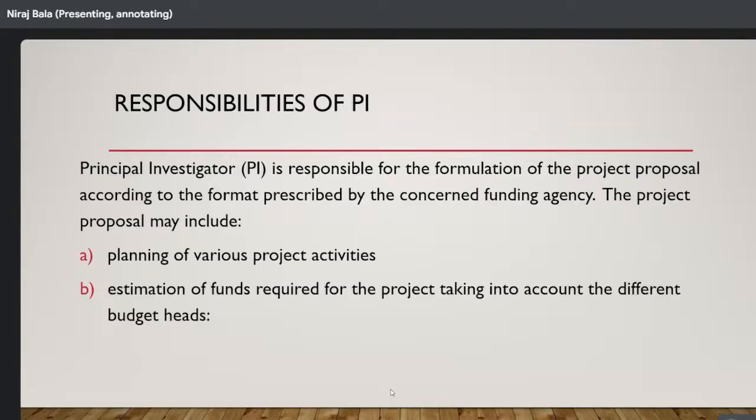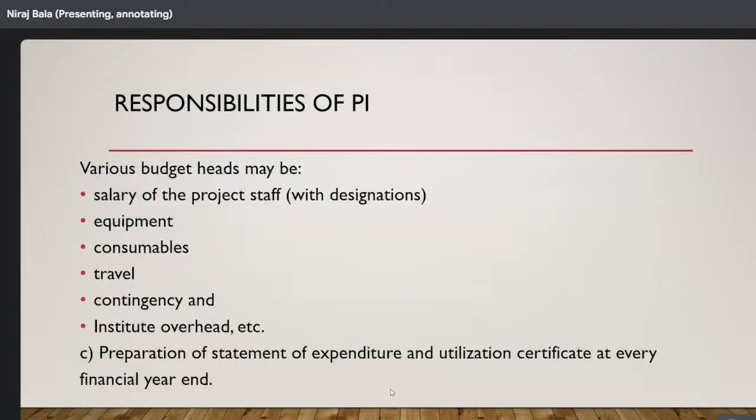You have to give the estimation of funds required for the project, taking into account the different budget heads. What will be the budget? Mostly the tentative budget heads are salary of the project staff, equipment, consumables, travel, contingency, institute overhead, and then preparation of the statement of expenditure and utilization certificate.